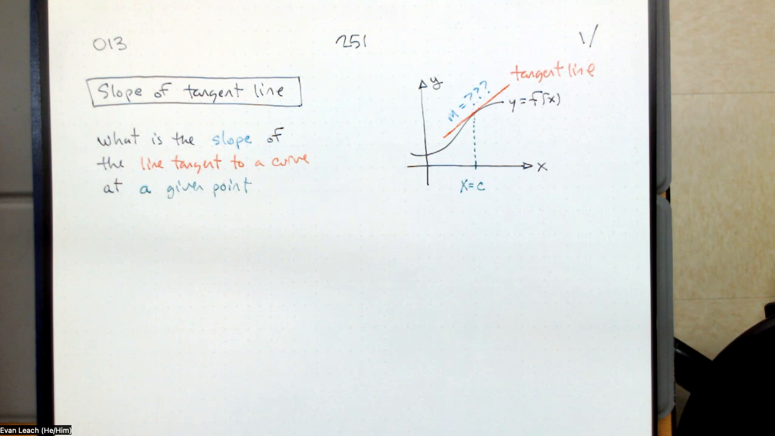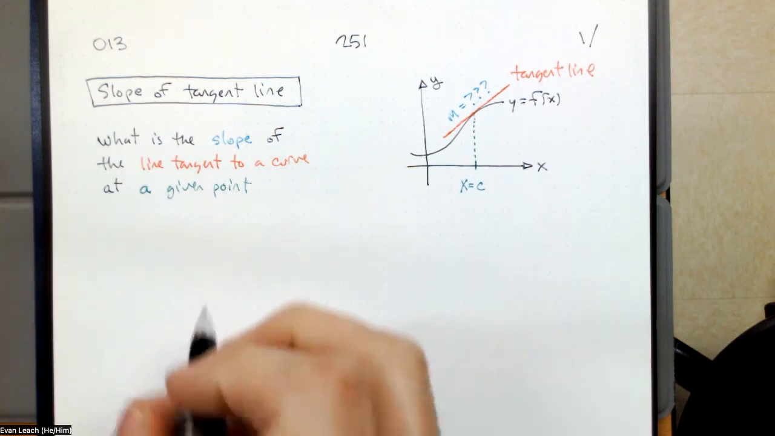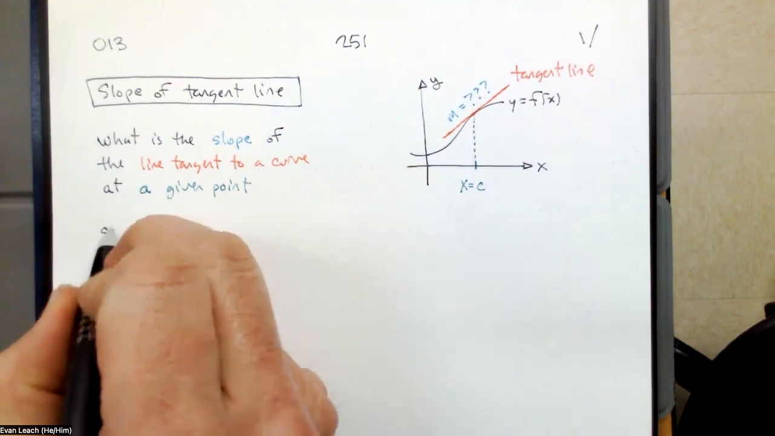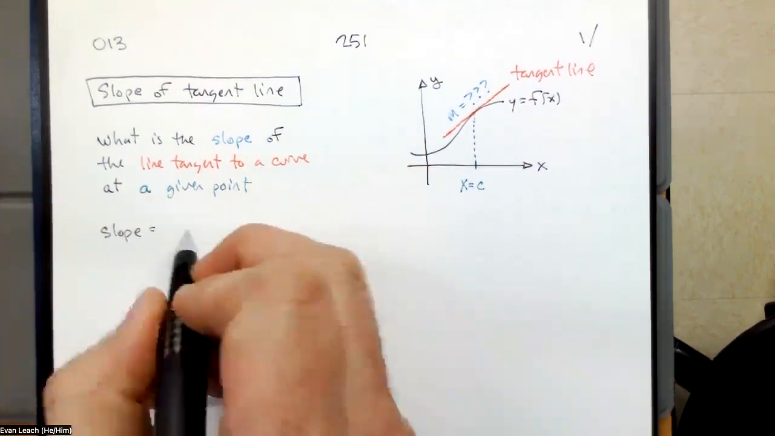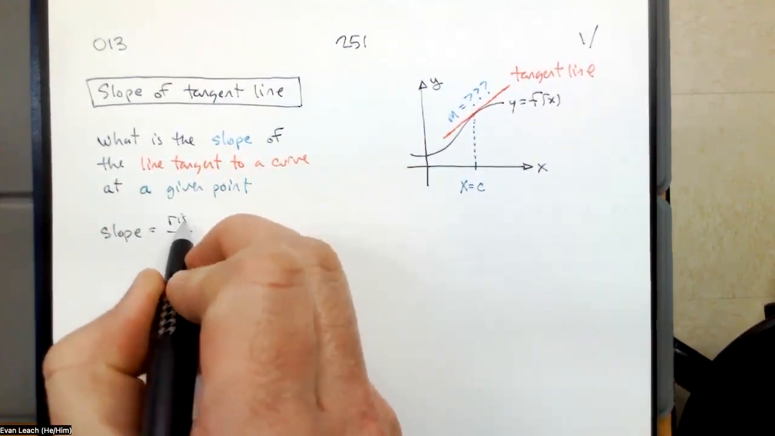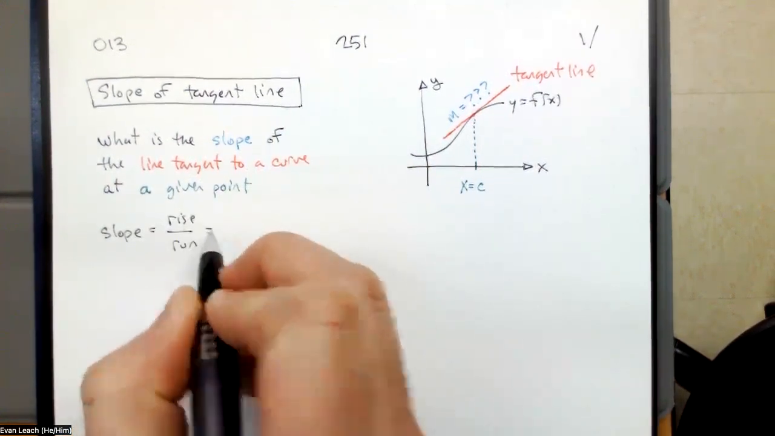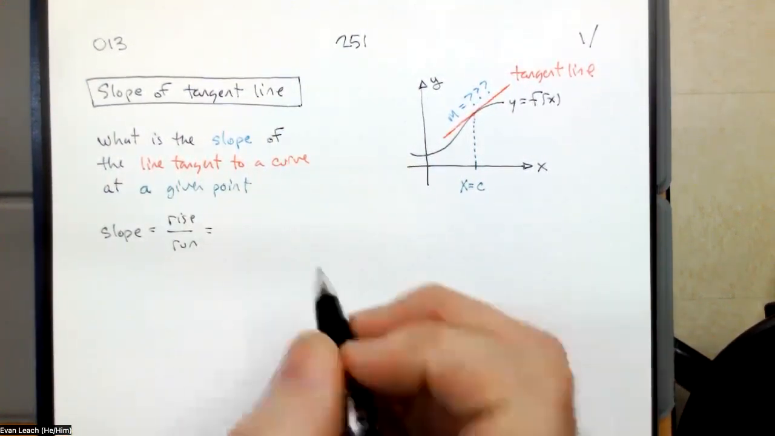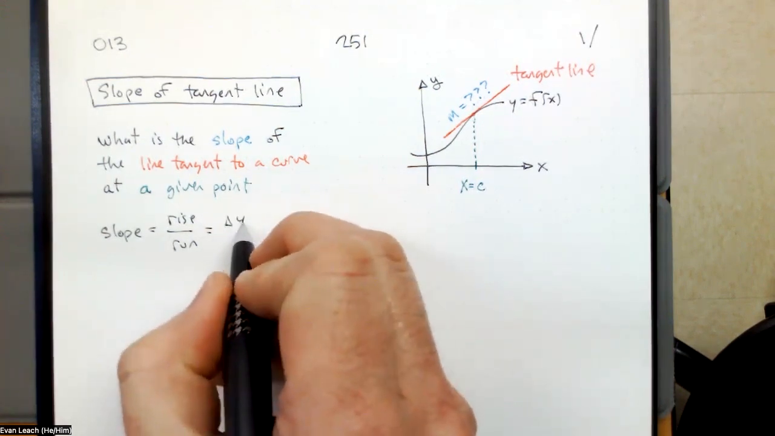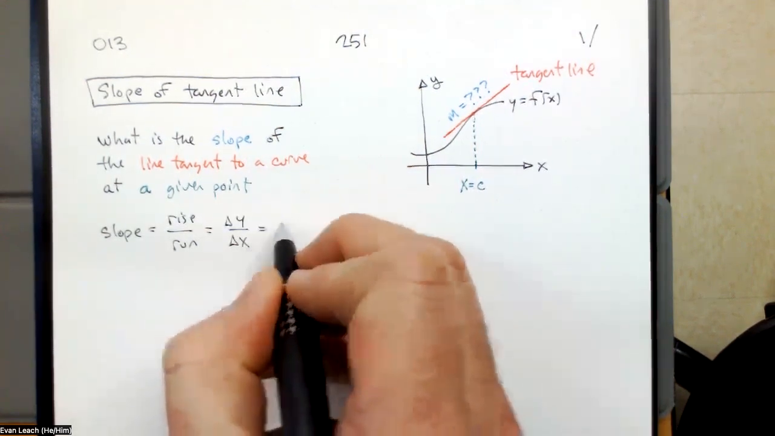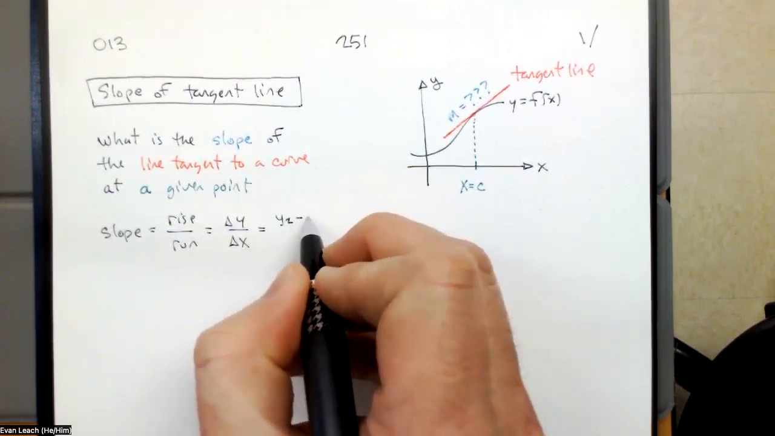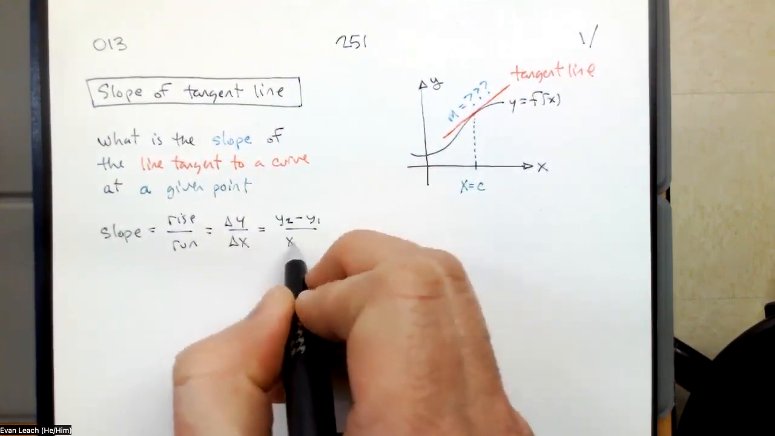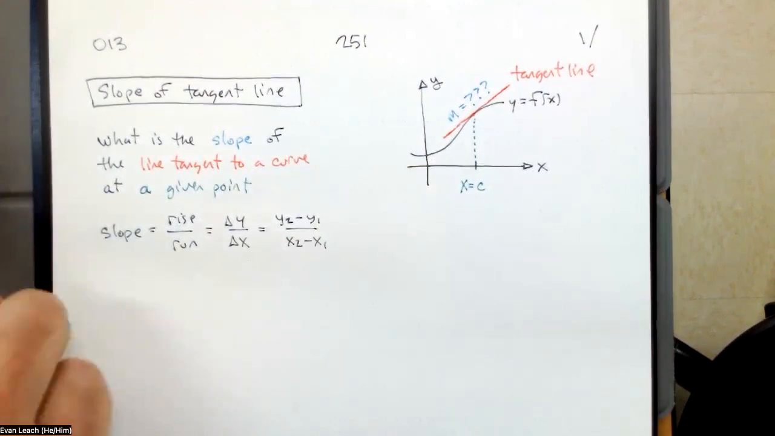So what we have is a line that connects to the curve at one point. The line only touches the curve at one point. If we think about the slope formula, we know that slope is rise over run. We talked about that yesterday, the R&R definition of slope. And that's change in y divided by change in x, or in formula form, y2 minus y1 over x2 minus x1.